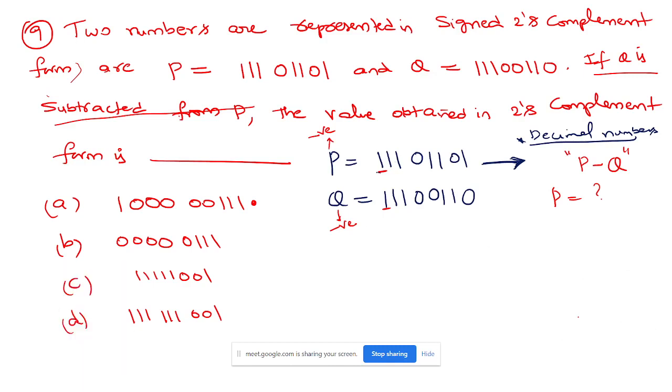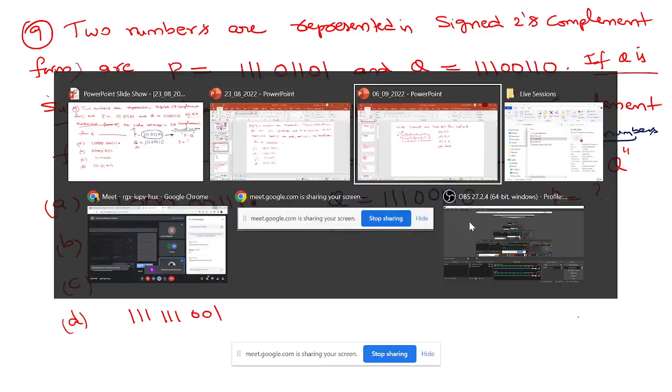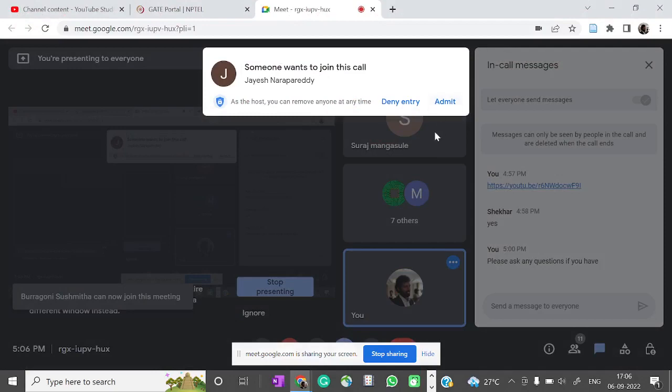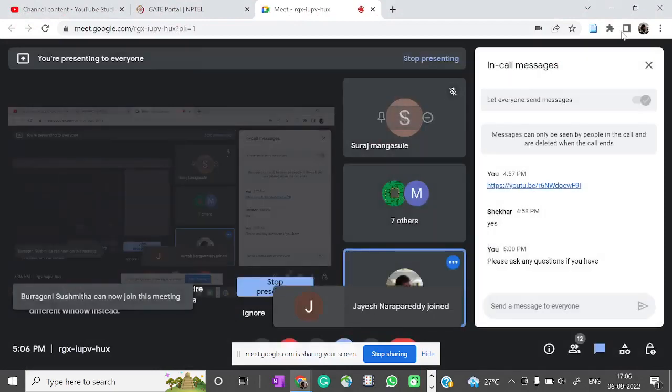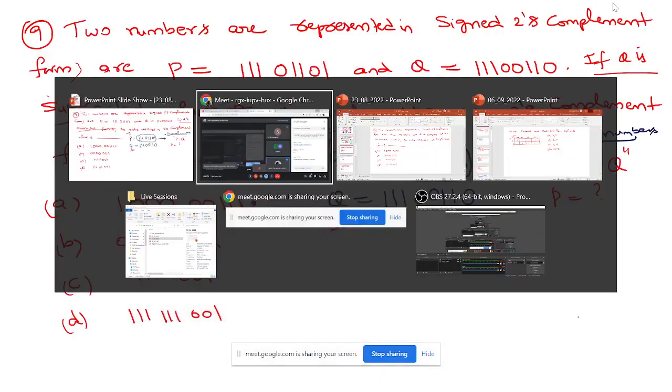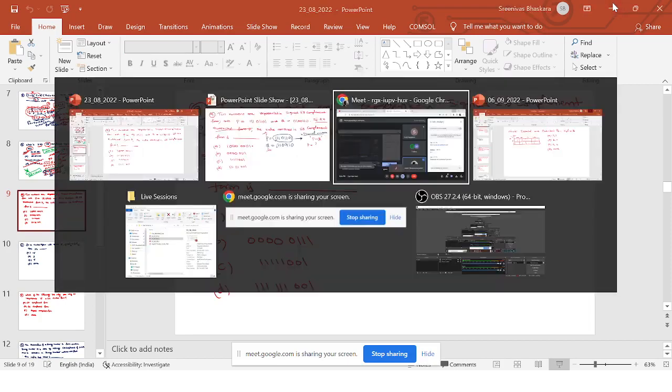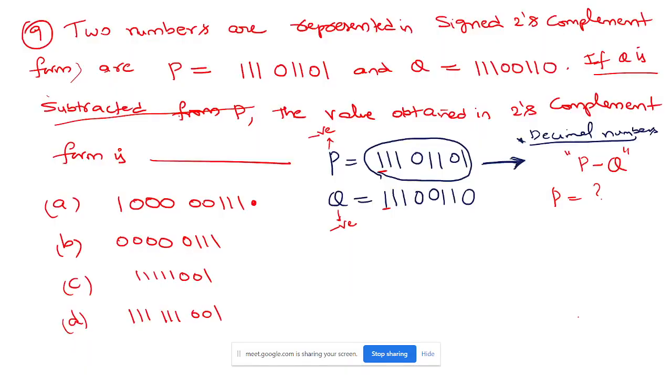You know P already, right? And that's a negative number. We know the number is 1 1 1 0 1 1 0 1. You find the 2's complement of this to get the original. I know this is a negative number, P is the negative of something. I'm trying to find the amplitude, I mean the magnitude of it.